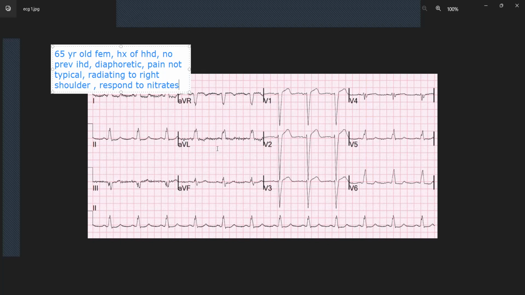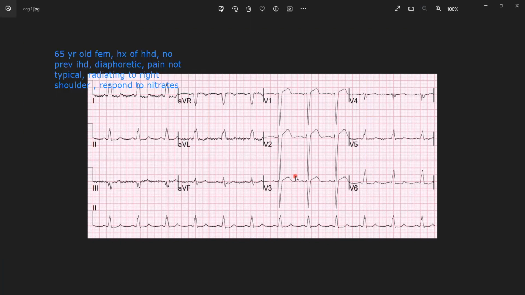So there were two possibilities over here. And the first possibility, of course, was that this was just an anginal attack, and she had had previous ischemic heart disease that was not picked up.